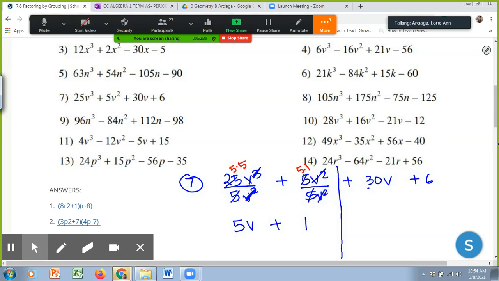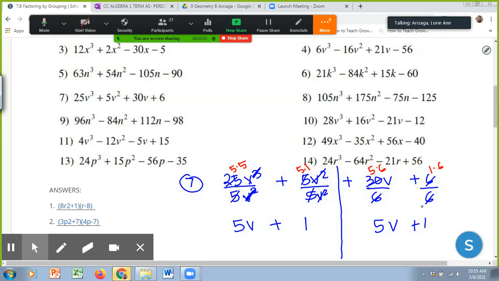You divide, this one is what? 5 times 6. This one is 1 times 6. So this one, I'm choosing the second one. So not necessarily the first, because I can rewrite them however. Yeah? So I divide here by 6. So 30 divided by 6 is 5. You bring down the v. 6 divided by 6 is 1.